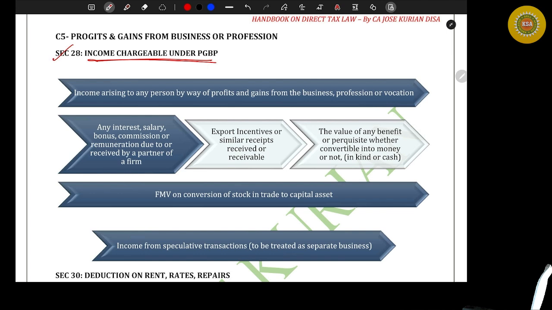Say I'm a personality developer. I'm doing personality development, or I'm a motivator or a skill trainer. All the incomes will come under PGBP. Nowadays these kinds of activities are there: skill trainers, motivational speakers, they are also generating income. And most of the corporates are calling them because they want to make people more oriented.